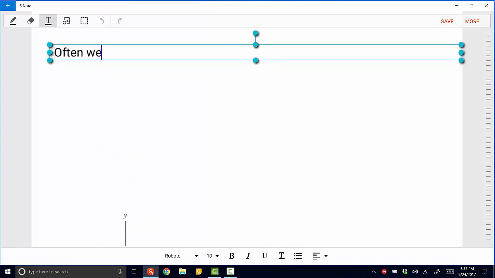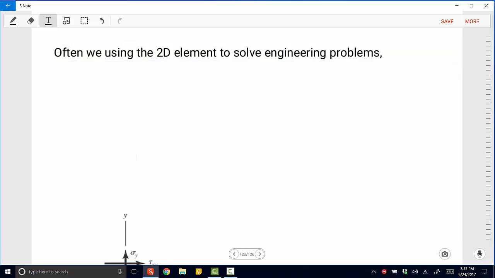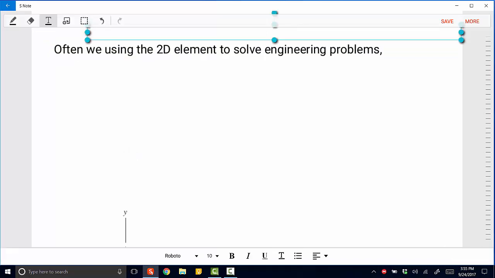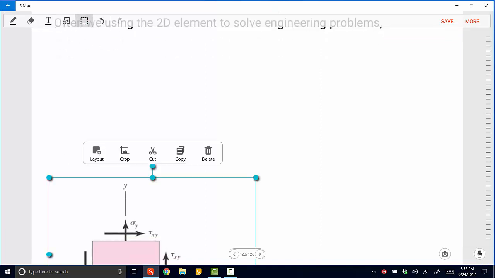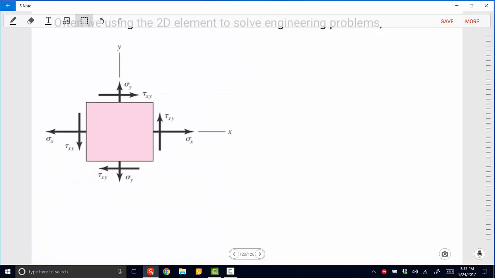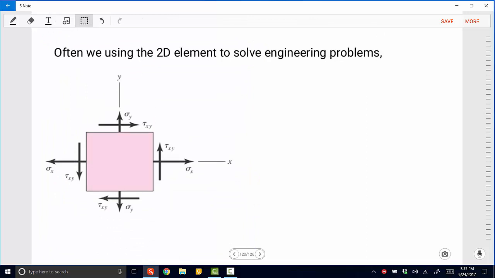Often we use the 2D element to solve engineering problems. So often we can take a problem that we have that might be in 3 dimensions and simplify it into some kind of 2D surface, right? And we create our free body diagrams. When we do that, then we can simply define a Cartesian coordinate system with X and Y, where our Z axis is coming out of the page, and we can simplify our stress tensor.